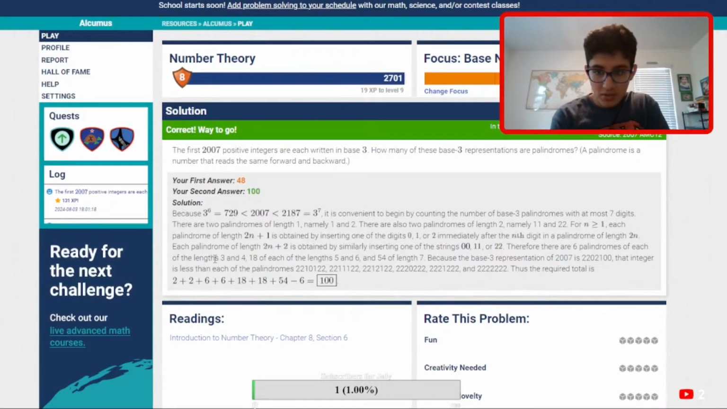It is convenient to begin counting with at most 7 digits. There are two palindromes of length 1, namely 1 and 2. There are also two palindromes of length 2, namely 1, 1 and 2, 2. For each palindrome of length. So you multiply it by 3, 3, 3, 3, 3, or whatever. And then you basically, okay, I see what they did.